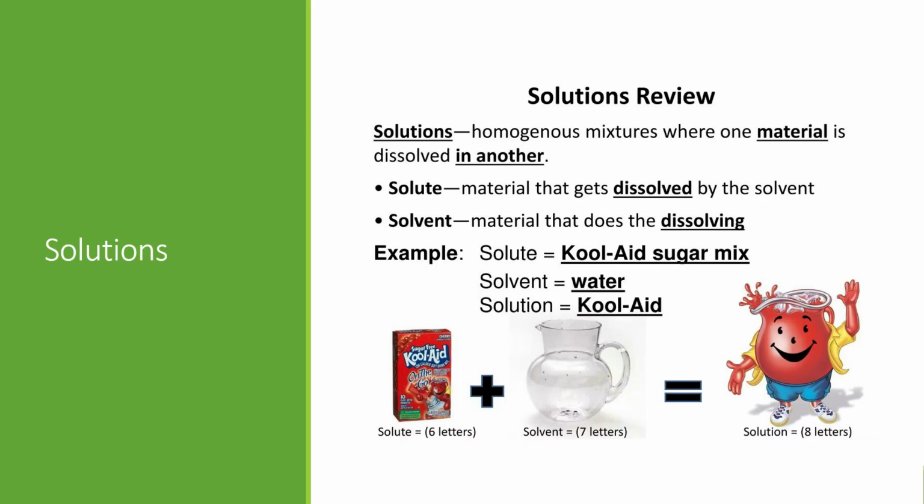I've used these two words already, so let's clarify. Solutions are a homogeneous mixture when one material is dissolving another. The solute is what's being dissolved, and the solvent is what's doing the dissolving. The classic example of this, of course, is Kool-Aid. You have a Kool-Aid sugar mix that you get at the store, and that's your solute. Then you have the water, which is your solvent. When we mix those two together, we dissolve the solute into the solvent, and we produce Kool-Aid.